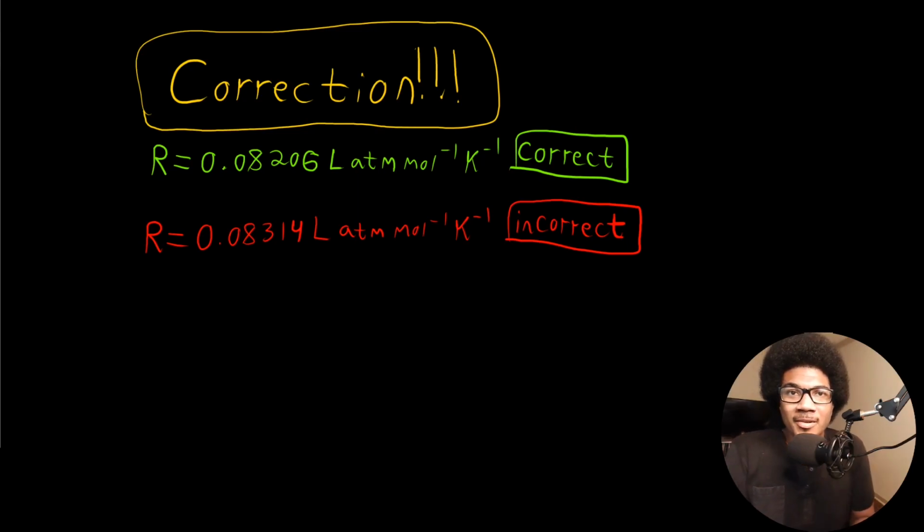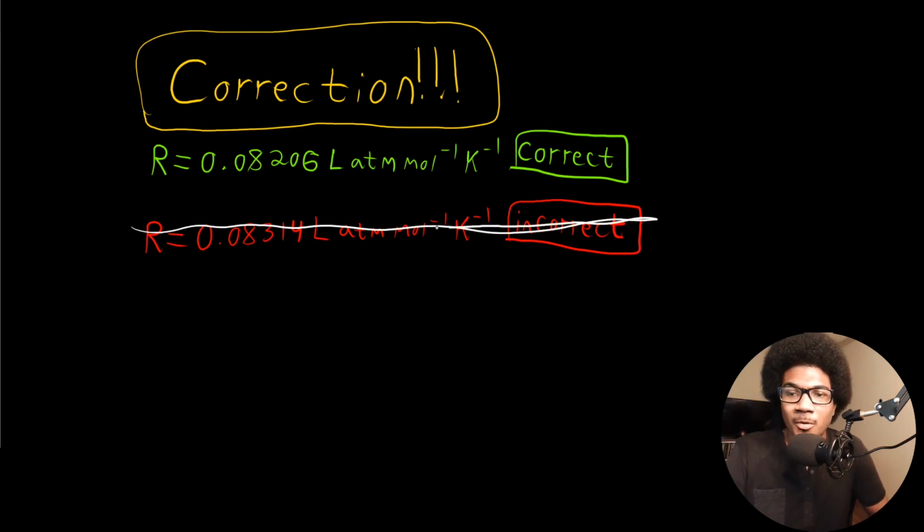So before we begin this video, I want to issue a quick correction. Throughout this video, I actually used the incorrect gas constant. The universal gas constant is actually this number, 0.08206. Throughout the video, I'm going to use this value, 0.08314. This is incorrect, right?